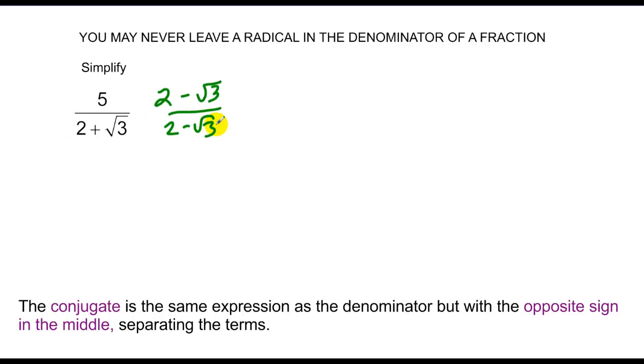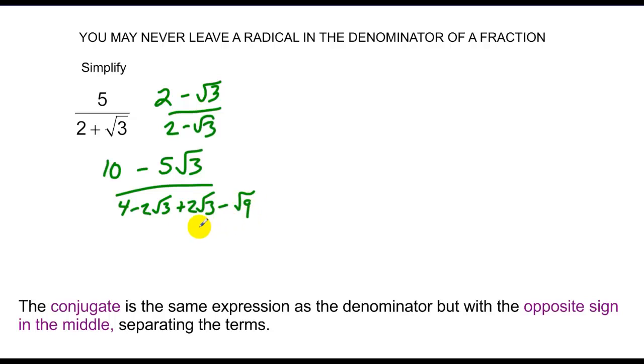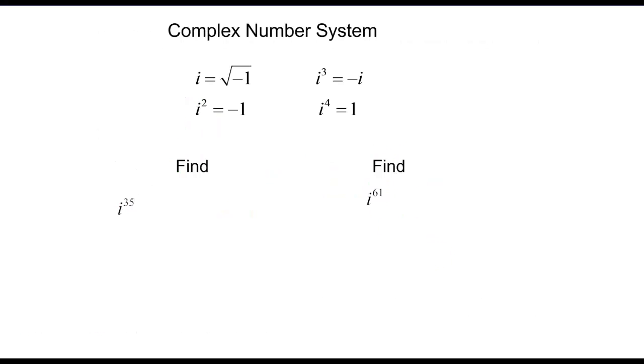And I have to multiply by a form of 1 so I don't change the value. This is 10, I'm distributing, minus 5 root 3. I FOIL the bottom, which goes to 4 minus 2 root 3 plus 2 root 3 minus root 9. The 2 root 3's go. This leaves me with 10 minus 5 root 3 over, this is 4 minus 3, which is 1. So this is 10 minus 5 root 3, and now I have no more radicals in my denominator. So all of this to get to today's lecture, which is the complex number system.